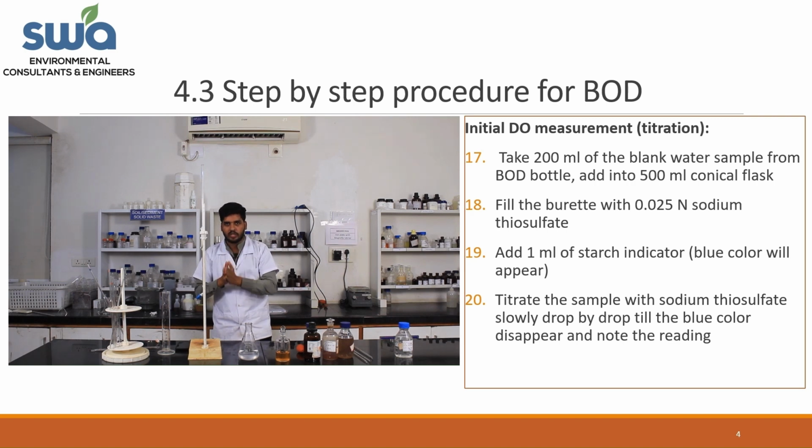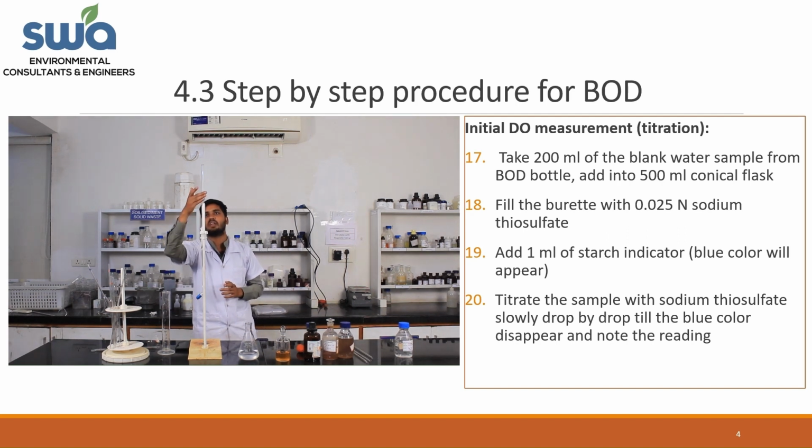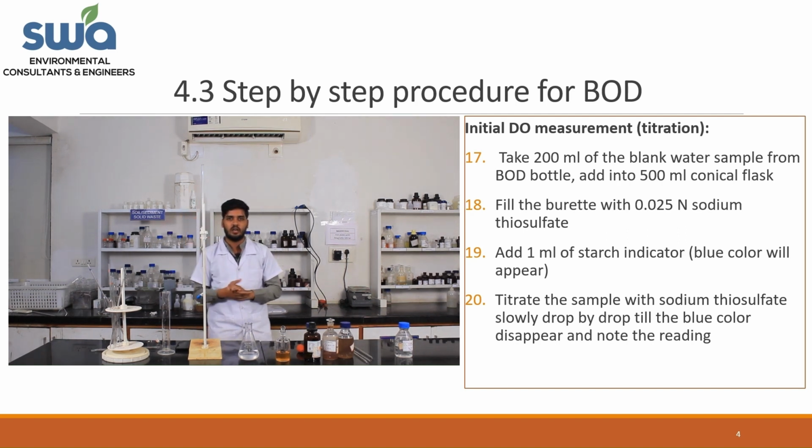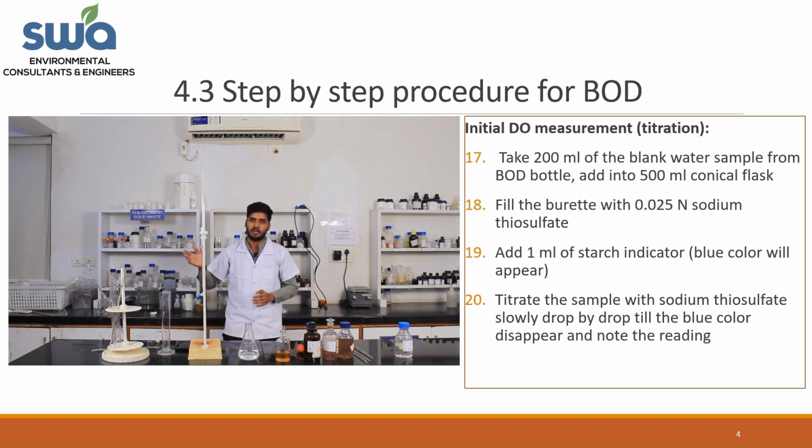Whatever the burette reading is, that is the amount of dissolved oxygen present in the sample. So here the burette reading is 7.8 ml, so the dissolved oxygen in this blank sample is 7.8 milligram per liter. Now we put the BOD bottles of sample, blank and standard sample into the BOD incubator. After 3 days, we'll take out the bottles and check the final DO.